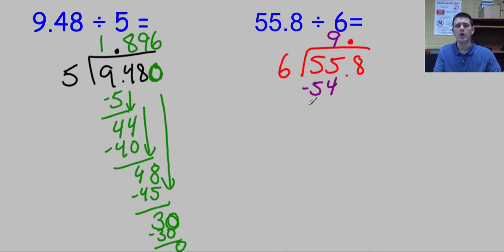Then I go ahead and I subtract. 55 minus 54 is 1. Bring down my 8. 6 goes into 18 3 times. 3 times 6 is 18. And I get 0 left over. Because I don't have any more numbers to bring down, and I have a leftover of 0 down here, we can go ahead and stop. In this case, I didn't need to add anything else. It divided out nicely, and I got an answer of 9.3.